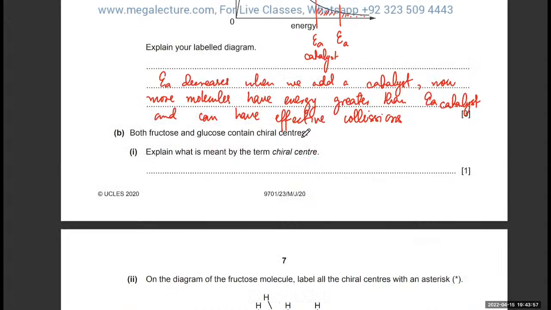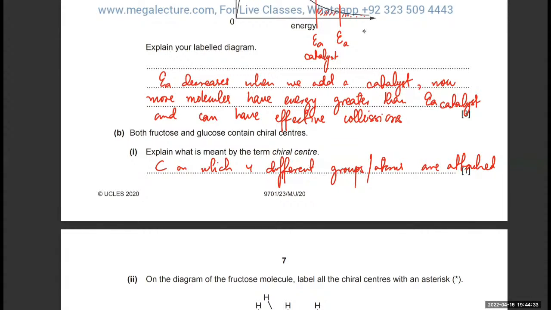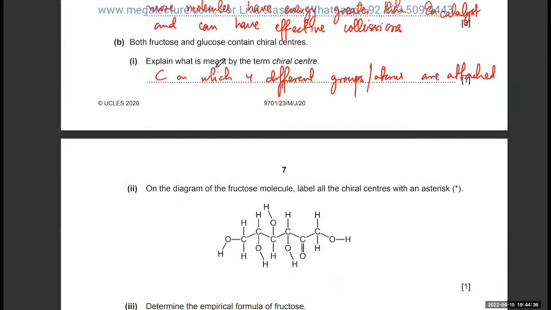So the next one is: explain what is meant by the term chiral center. What is a chiral center? A carbon to which 4 different groups or atoms are attached. Okay, so a carbon on which 4 different groups of atoms are attached. And it will form an optical isomer.